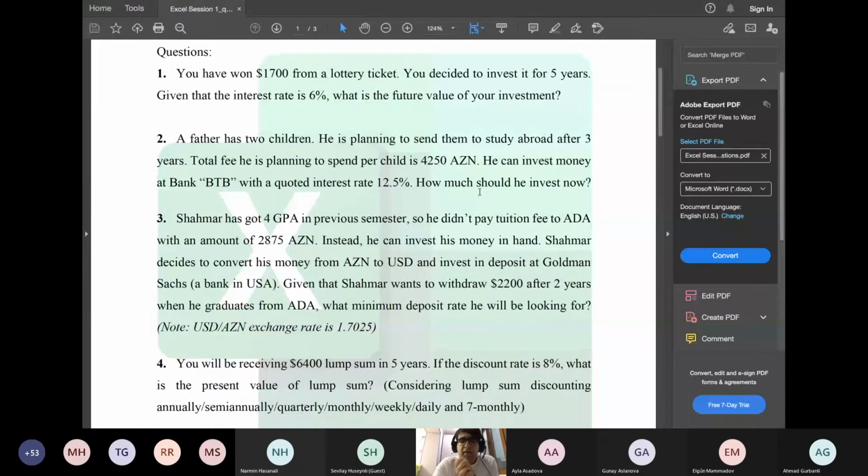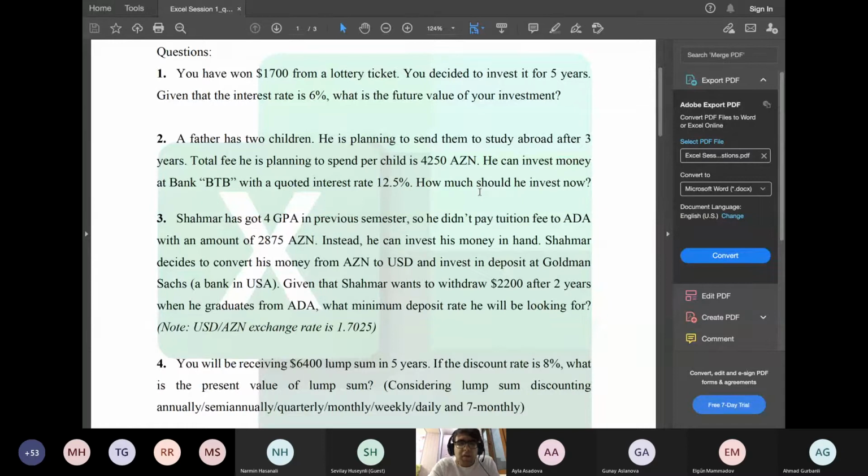So Shahmar didn't pay tuition fee because he got 4 GPA and he has this amount of money in his hand. Shahmar decides to convert his money from AZN to USD and invest in deposit at Goldman Sachs, a bank in USA. Goldman Sachs is very popular and well-known bank in USA. Given that Shahmar wants to withdraw $2,200 after 2 years when he graduates from ADA, what minimum deposit rate will he be looking for?